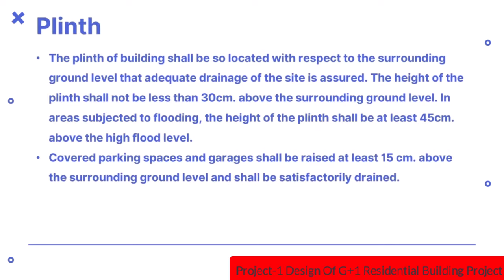The plinth of building shall be so located with respect to the surrounding ground level that adequate drainage of the site is assured. The height of plinth shall not be less than 30 cm above the surrounding ground level. In areas subjected to flooding, the height of plinth shall be at least 45 cm above the high flood level. Covered parking spaces and garages shall be raised at least 15 cm above the surrounding ground level and shall be satisfactorily drained.